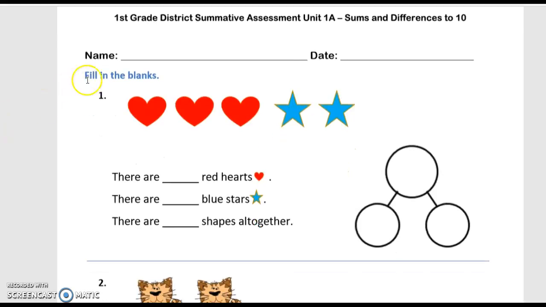Question number 1, fill in the blanks. So these are the blanks right here where you are going to write your answers on your paper. Fill in the blanks. There are blank red hearts. There are blank blue stars. There are blank shapes all together. So fill in these 3 blanks and then also fill in your number bond over here with the correct numbers representing the red hearts and the blue stars.